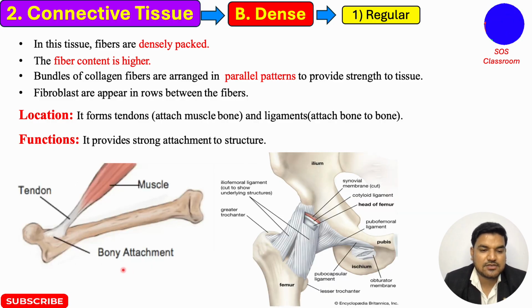You can see this is your muscle, this is your bone, and this is the tendon. So the tendon is helpful for the attachment of muscle to bone. And this is called the ligament. So the ligament is helpful for the attachment of bone to bone. This is your femur bone and this is your ilium, meaning the pelvic bone. The pelvic bone is attached to the femur with the help of different types of ligaments.